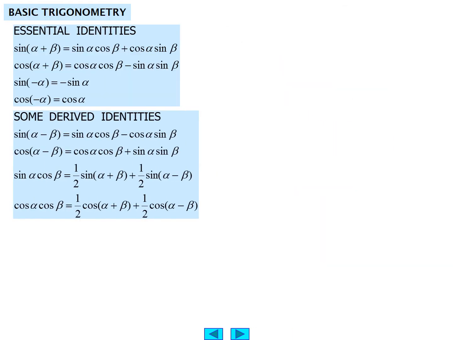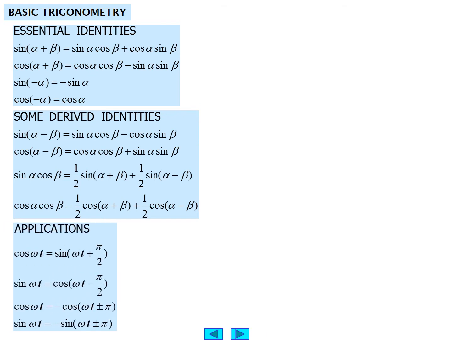We have essential identities in trigonometry and some derived identities. So let's take a look at these essential identities. Sine alpha plus beta is equal to sine alpha cosine beta plus cosine alpha sine beta, and a variety of other essential identities. These identities do not have to be memorized. They should be part of your notes, and those notes would then be available for you to use during a quiz or exam. We also then have some derived identities. Typically, sine alpha minus beta is equal to sine alpha cosine beta minus cosine alpha sine beta, or even more complex forms like sine alpha cosine beta equals 1/2 sine of alpha plus beta plus 1/2 sine of alpha minus beta. Again, these don't have to be memorized. What does have to be learned, though, is how to apply them, as we'll see.